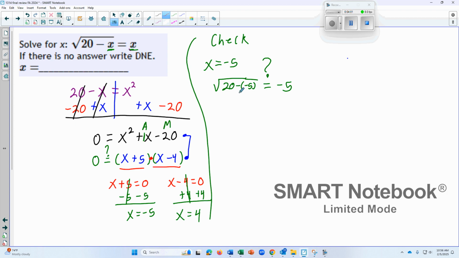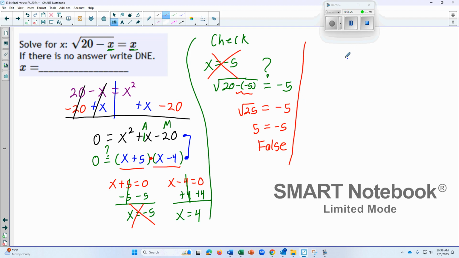This double negative becomes addition, so I end up with the square root of 25, when I add the 5 to 20. Does the square root of 25 equal negative 5? No, it doesn't, because it's 5. I end up with a false statement, so that tells me negative 5 does not work. Most likely that means 4 will work, but we want to check it just to make sure.